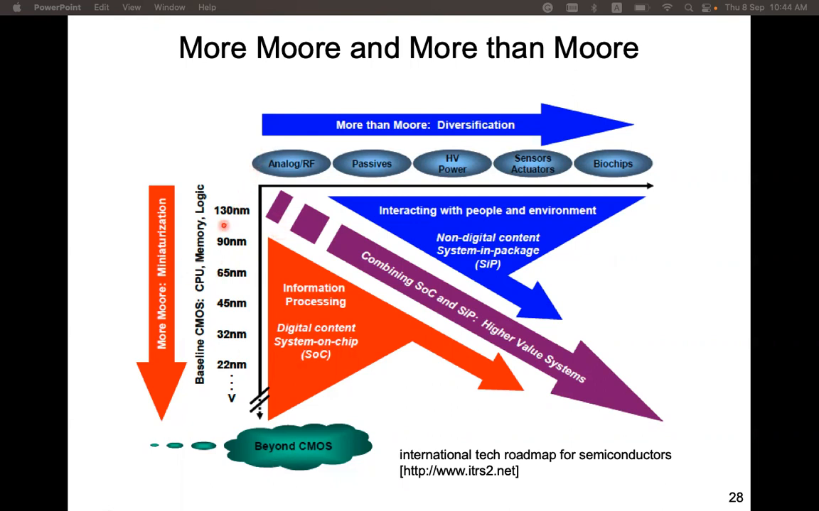Another trend on top of this continuation of Moore's law is diversification. It's called More than Moore. Basically, it's more than digital circuits, more than digital contents. We want the digital chip to include non-digital contents. For example, to interface with analog signals and radio frequency signals, so that it can interact with people and the environment.